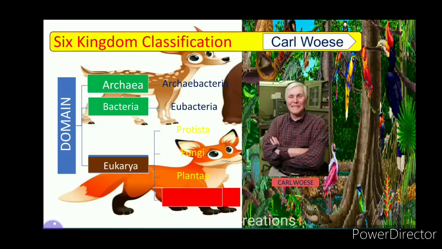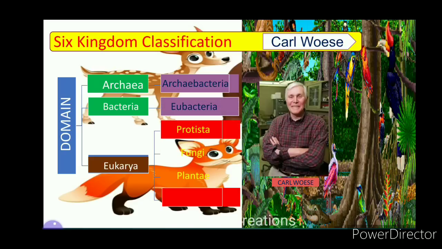From this, the six kingdoms we are going to see now. So you can see this archaea we can call archaebacteria, and the bacteria we can call eubacteria, and this eukaryote can be classified into four groups. The first one is Protista, the second one is kingdom Fungi, the next one is the Plantae kingdom, and the last one is kingdom Animalia. You can see the six kingdoms are here.